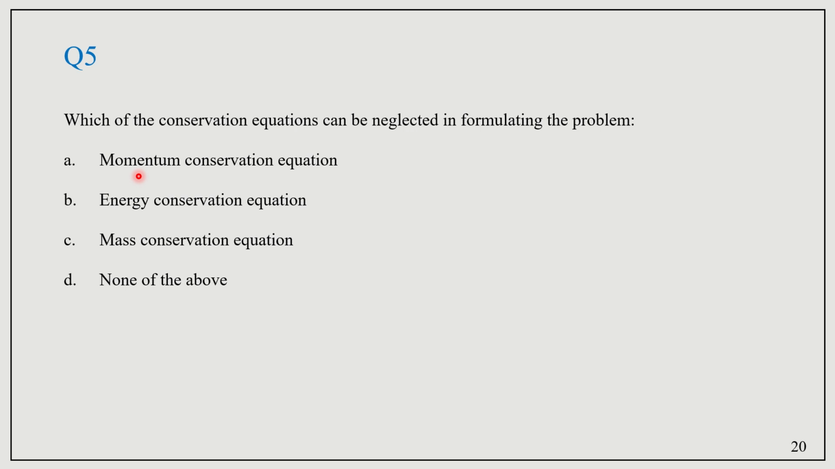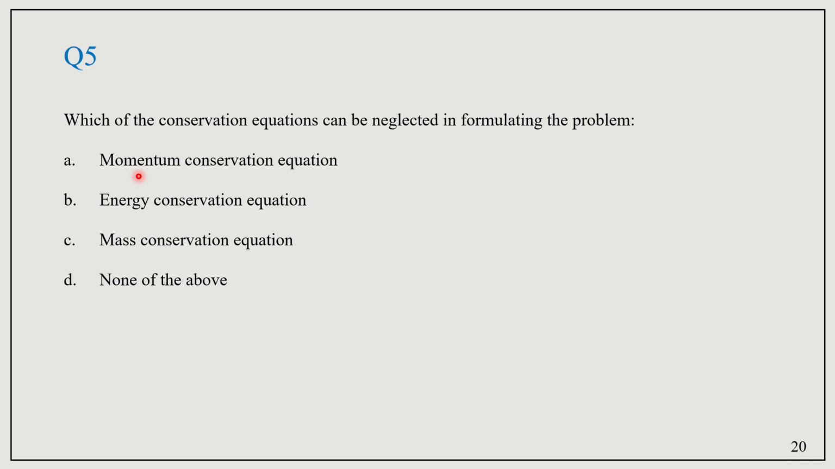So what is asked in the question? It is asked which of the conservation equations can be neglected in formulating the problem. When we are formulating any problem, which conservation equation can be neglected? First one, momentum conservation. If we are not using the momentum conservation equations, we do not know the flow velocity or flow parameters at all. So we cannot neglect the momentum conservation equation.